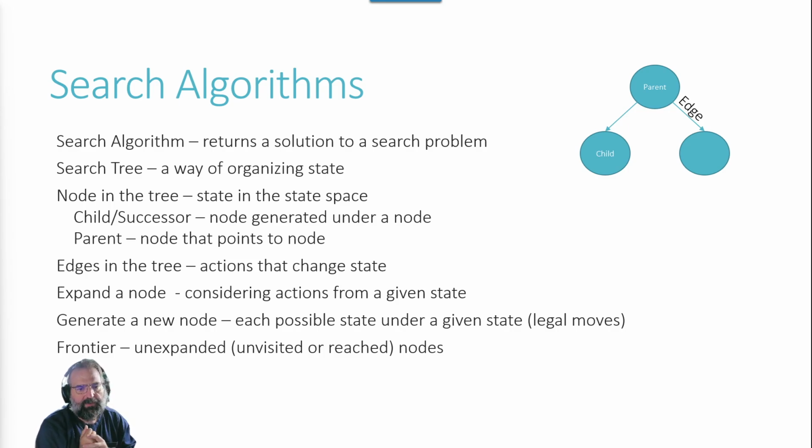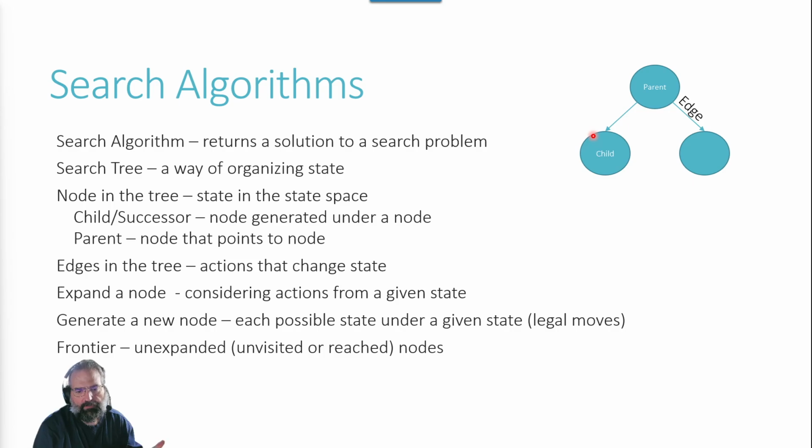A node in the tree is a state in the search space. There is a child and a successor. Those are nodes that are either pointing, or a child would be one that you're pointing to. So a node generated under a node. So it's a node with an edge pointing to it is the child. The parent is the node from which that edge originates. So the parent, as you can see, has the edge going to the child. And we see that over here, right? Parent pointing to a child with an edge as the pointing mechanism.